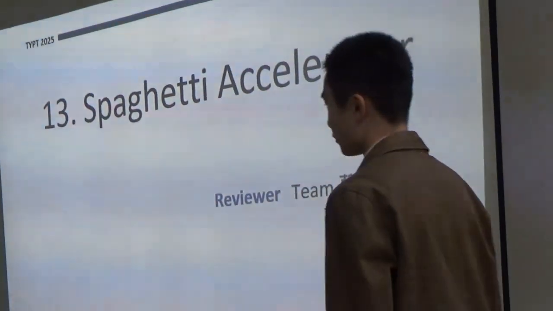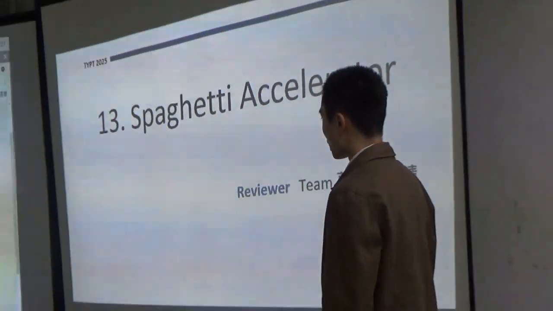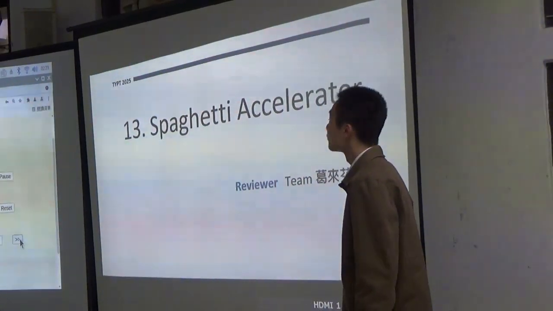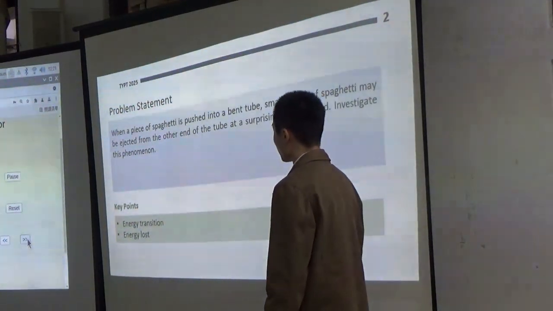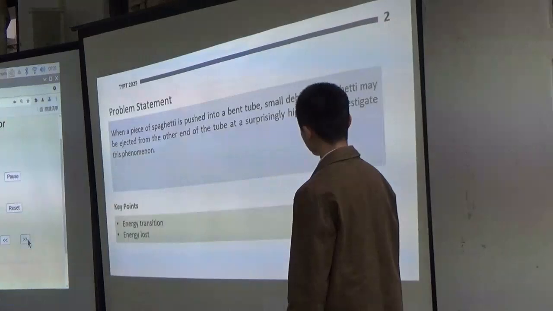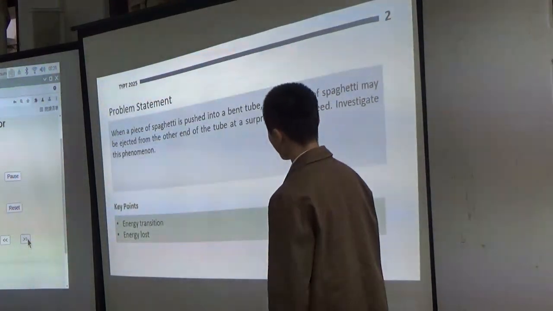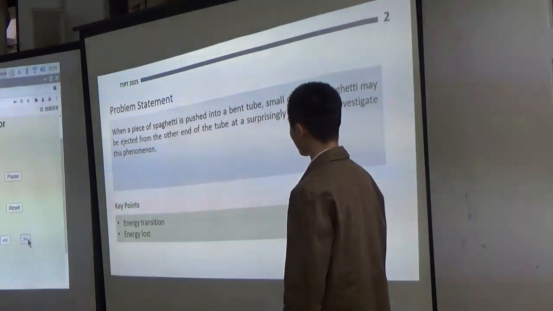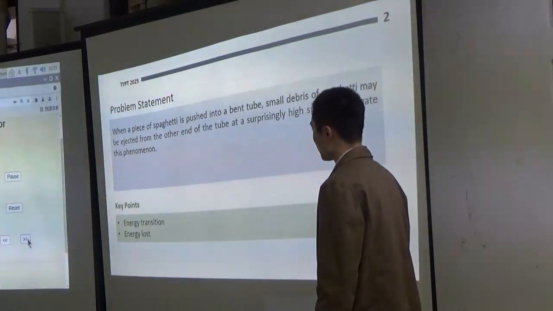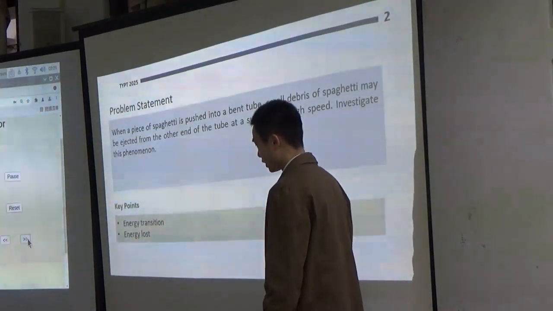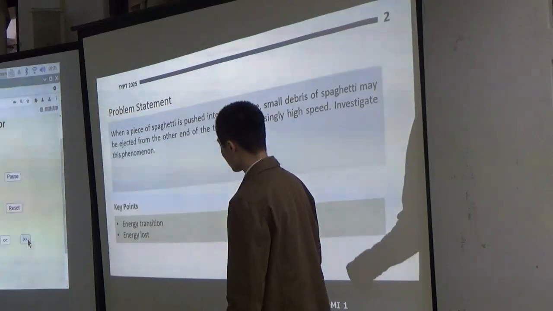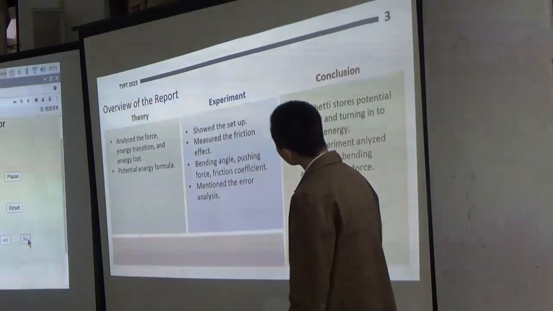Team, so I'm going to review problem 13, spaghetti accelerator. This is the problem statement. When a piece of spaghetti is pushed into a bent tube, small debris of spaghetti may be ejected from the other end of the tube at a surprisingly high speed. Investigate this phenomenon. The key point in this problem is energy transition and energy loss.